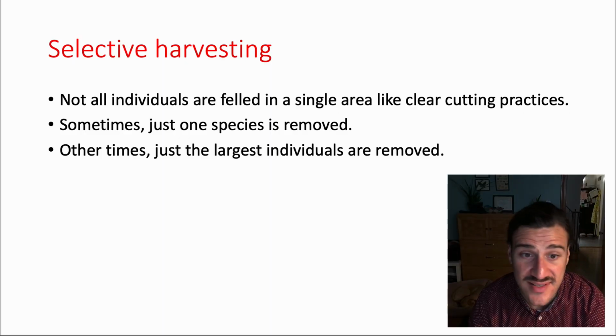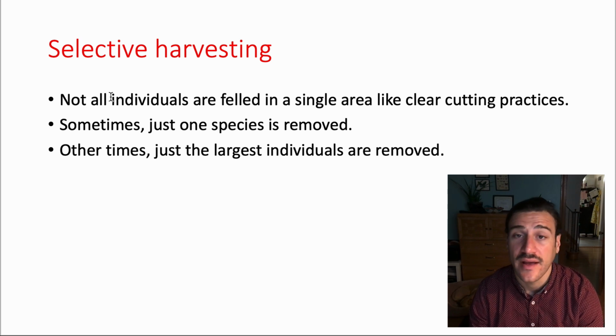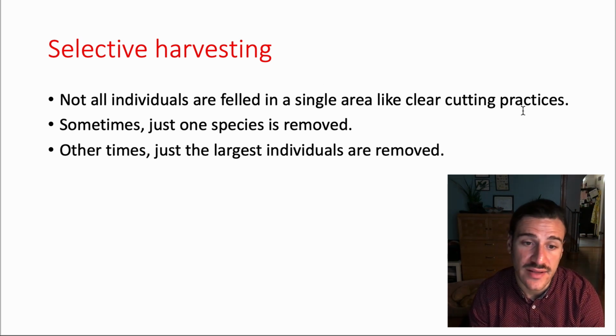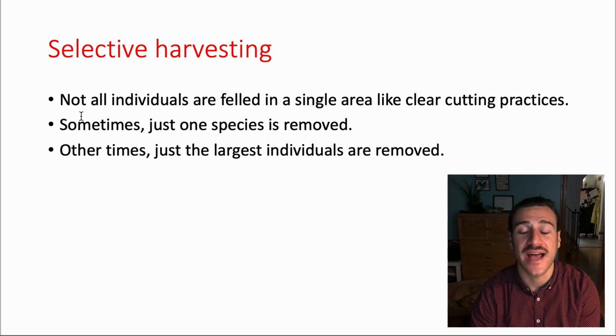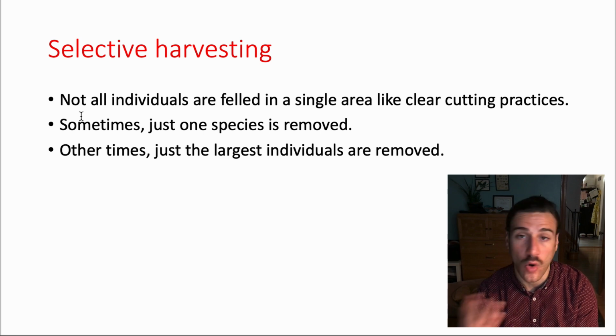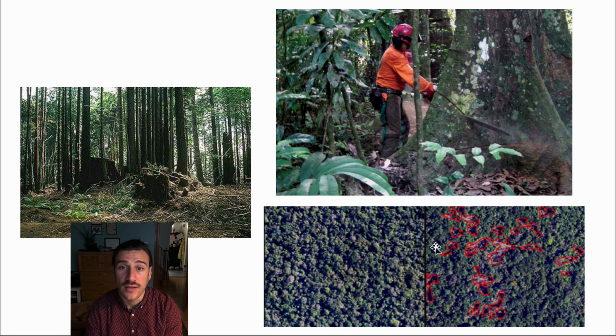Now, selective harvesting, like it suggests, is when not all individuals are felled in a single area like clear cutting. Sometimes just one species is removed. Sometimes it's just like the largest or oldest individuals that are removed. So, loggers will go and hike through a forest and they will select the large ones. They'll mark it with paint.